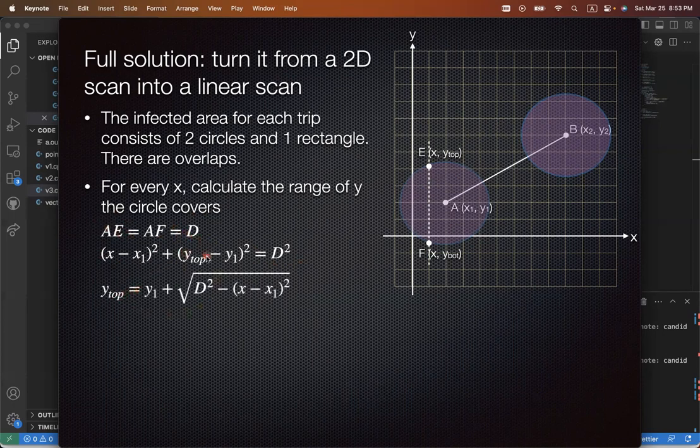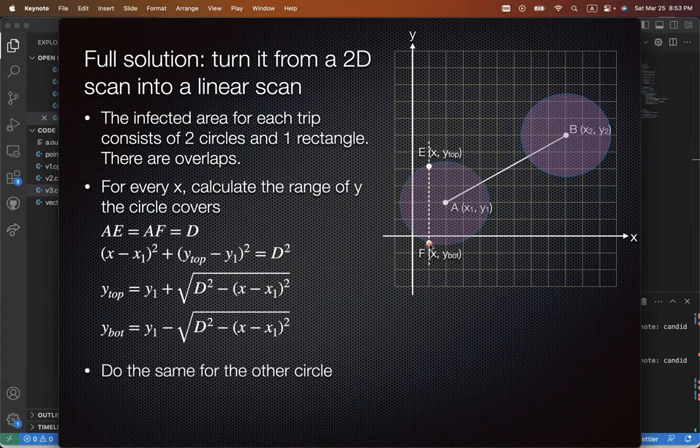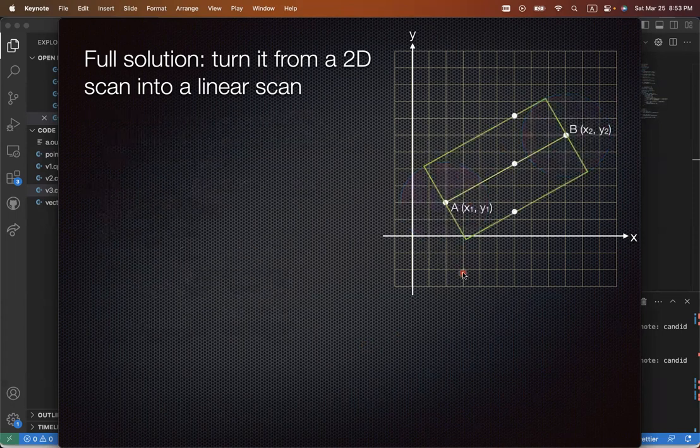And so you can rearrange the algebra equation and calculate y top. Remember, all these numbers are given, right? For every x, and these are constants, you can solve for y top, the upper intercept. You can do the same thing for the lower intercept. So for every x, you can figure out the lower intercept and the upper intercept, i.e. the entire range of y of all the grid points that are infected. And then you can do the same for the other circle. So now you finish the two circles, and then you can move on to the rectangle. The rectangle is a little bit harder, and don't worry, I'm going to walk you through it.